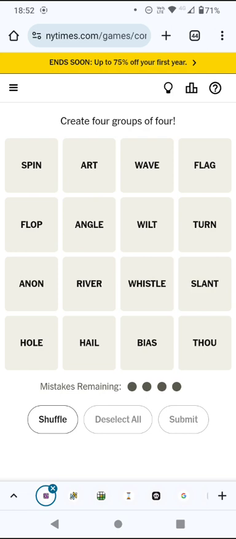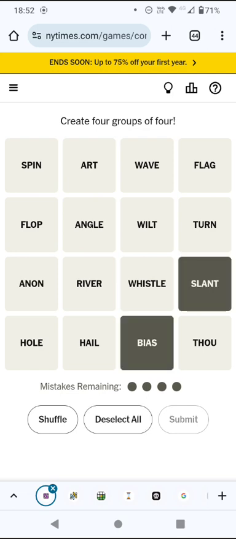And a bias and a slant are sort of similar. Maybe an angle. There's a slight bias, a slight slant, a slight angle. Maybe a slight turn or a hole, because they could just be issues with a shelf or something. I don't know. Turn does feel like the most likely, but I'm really not confident.